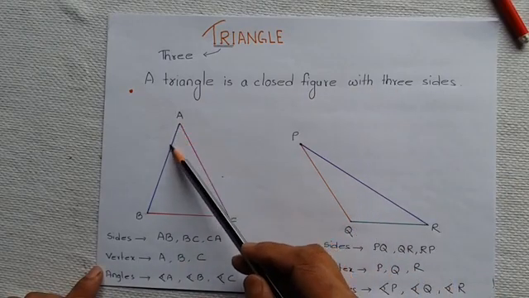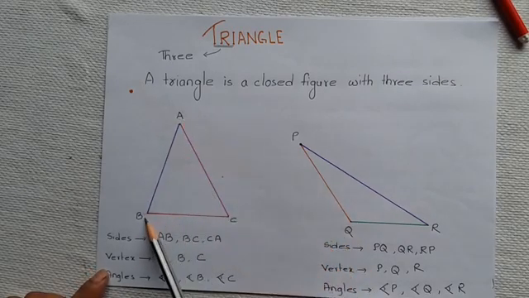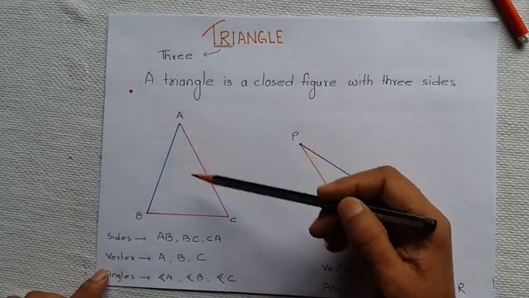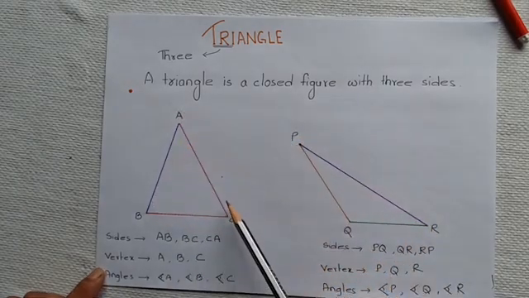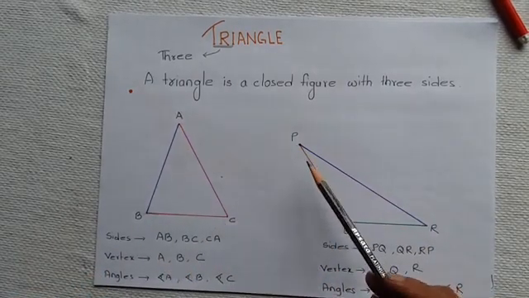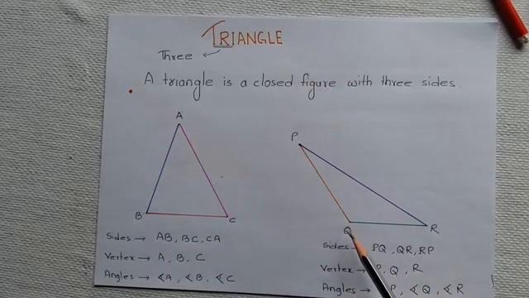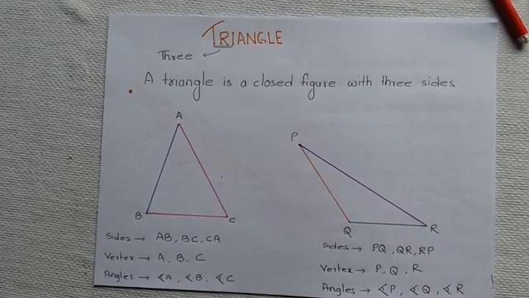The three sides are this blue side, you can see AB. We can name it AB or BA, and then we have red side BC or CB, and the pink side AC or CA. So this figure is called triangle. It has three sides, and in this figure too we have three sides. The orange side PQ, and the green side QR, and the blue side PR or RP. So this is the figure of triangles.